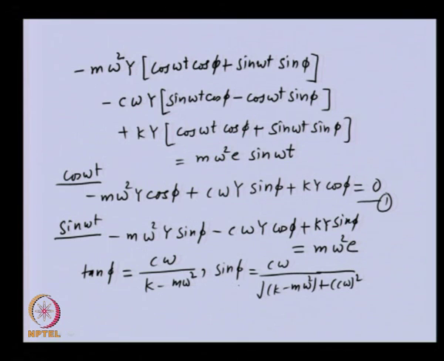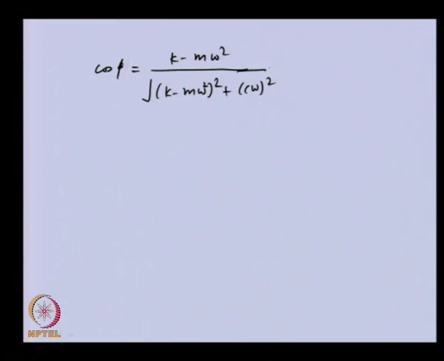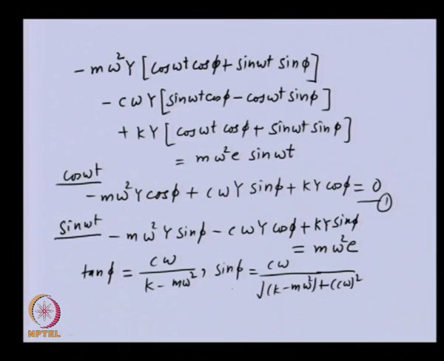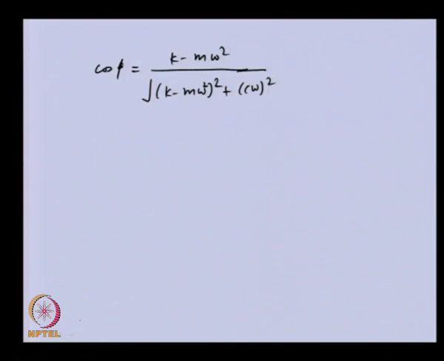Similarly, cos phi we can write, I am writing in the next page. Cos phi can be written as, these can be obtained from tan phi. And this cos phi and the previous sin phi terms can be written in the second equation, so that phi terms can be eliminated from the second equation. That will give us y, and y finally we should be able to get of this form.